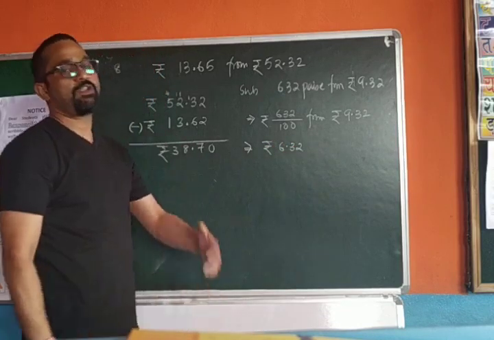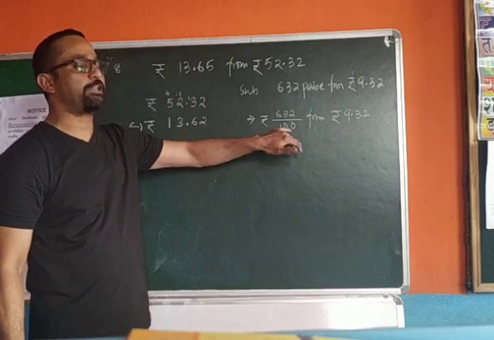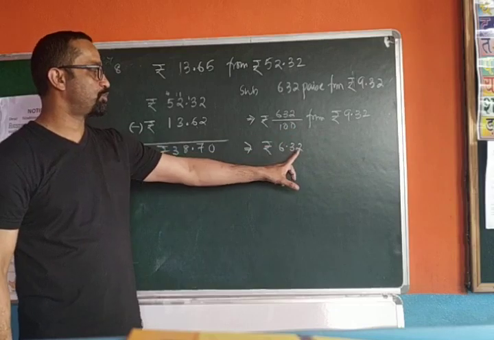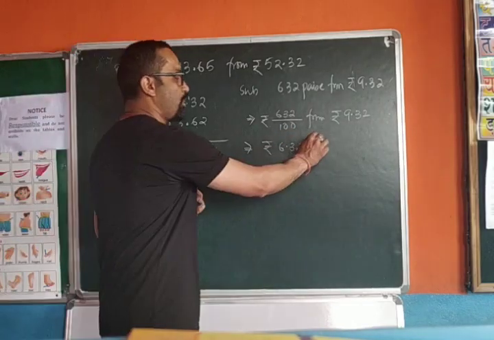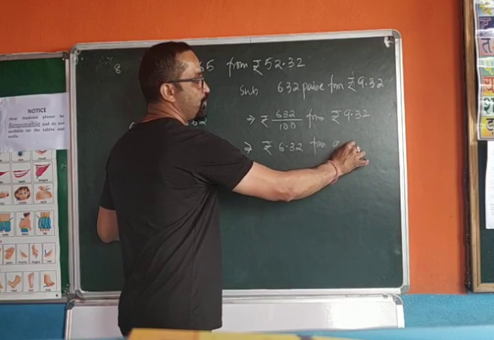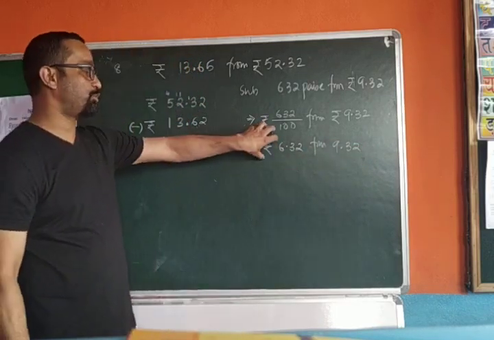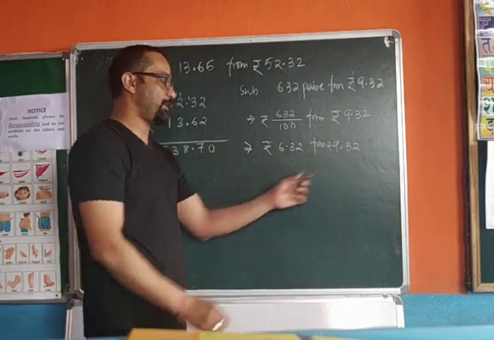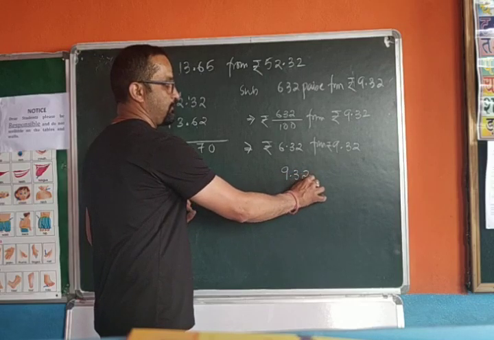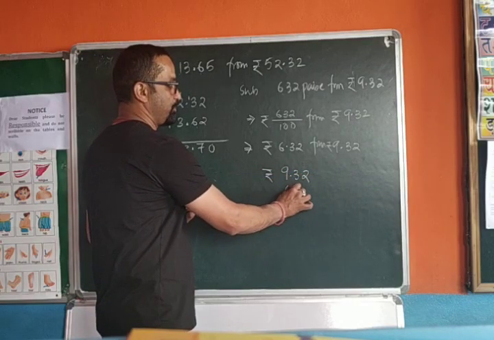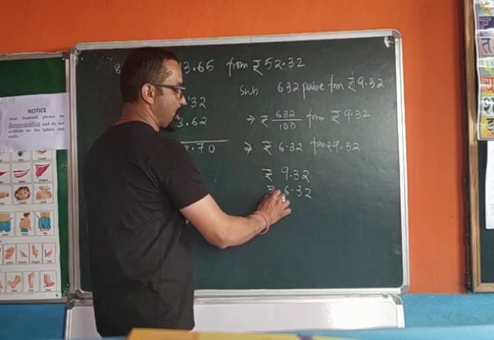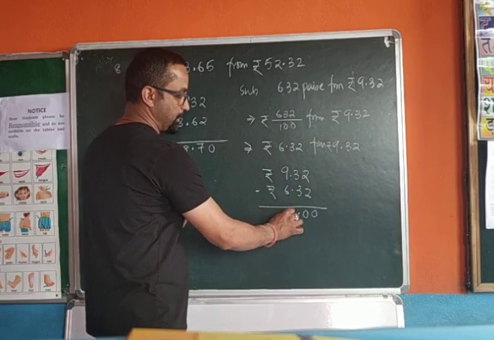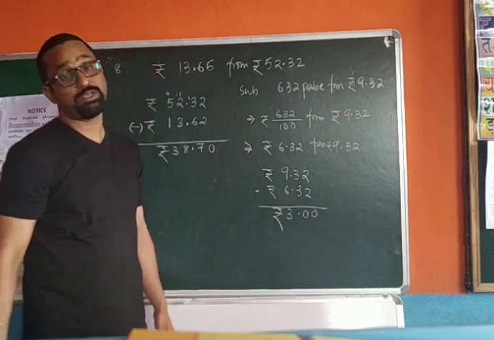You know how to divide a number by 10, 100, 1000. You don't have to divide at the side. Count the number of zeros, put decimal from 9.32. Now you can subtract because both have been given in rupees. From 9.32 you write first, then you write 6.32, subtract. 0, 0, decimal, 3, you get rupees 3.